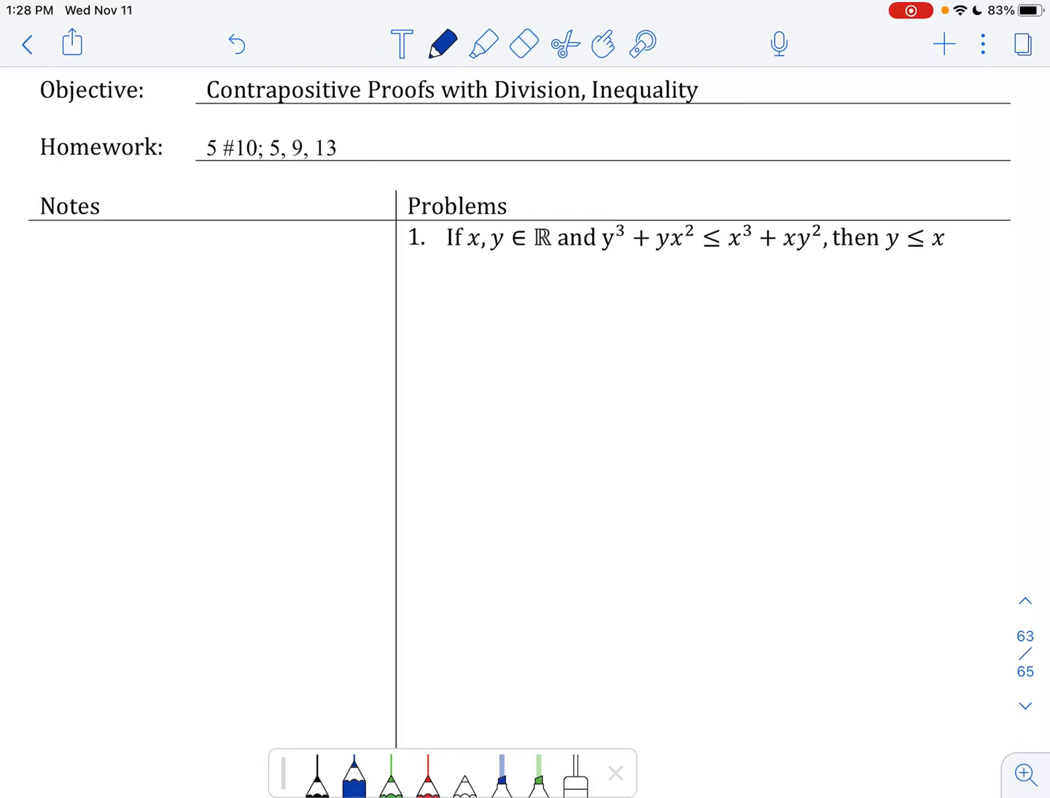Hey there, so we're going to look at two other types of contrapositive proofs. We're going to look at one with division and one with inequality here. And again, we're just always going to be using contrapositive for the methods here and for the homework.